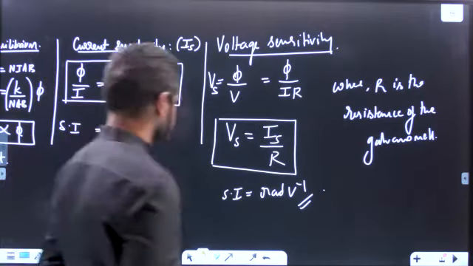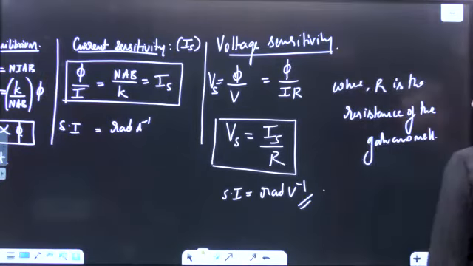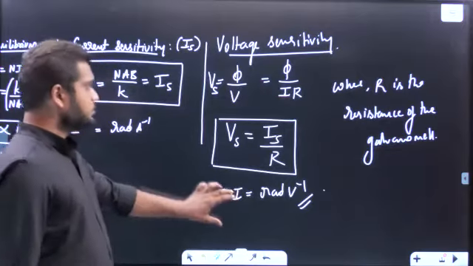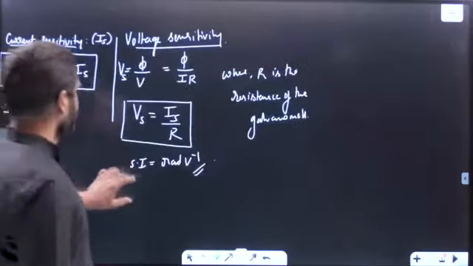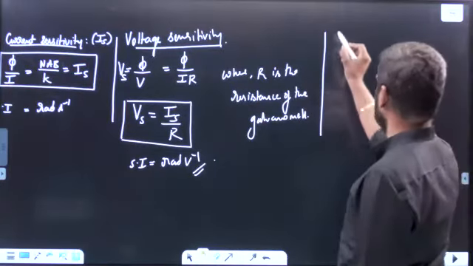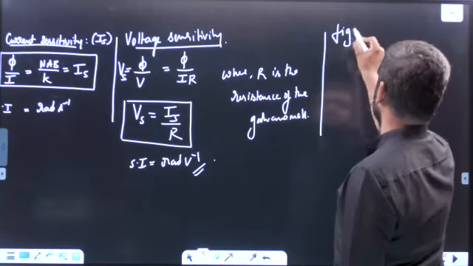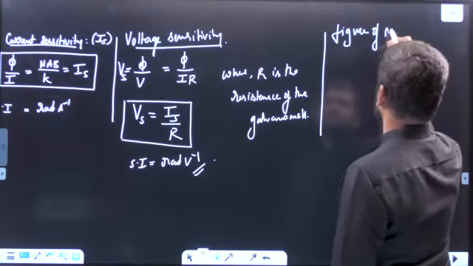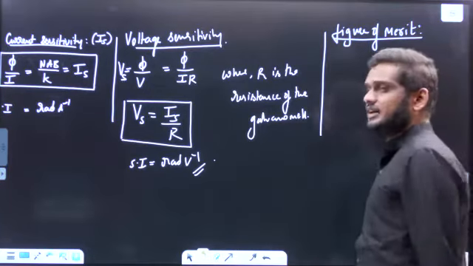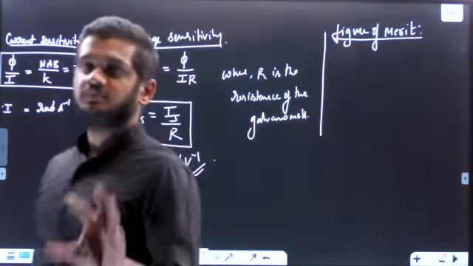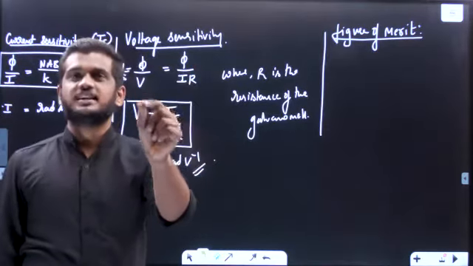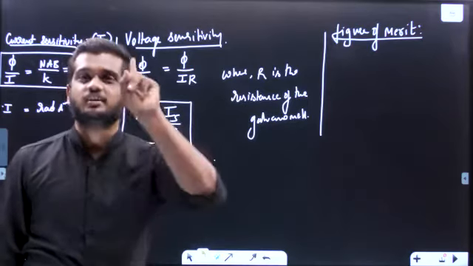We'll move to the next. Once these two discussions are done, I will give you information about one more very similar understanding. That is the concept of figure of merit of a galvanometer. Now let's try to understand what figure of merit is. Figure of merit is pretty simple. How much current is required for the galvanometer to show 1 degree of deflection?